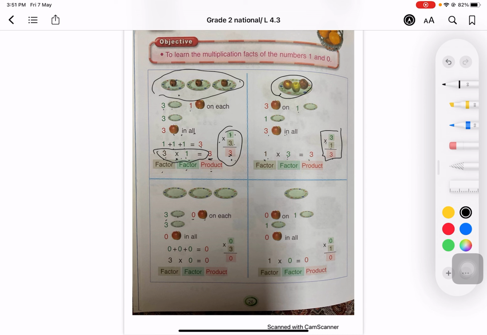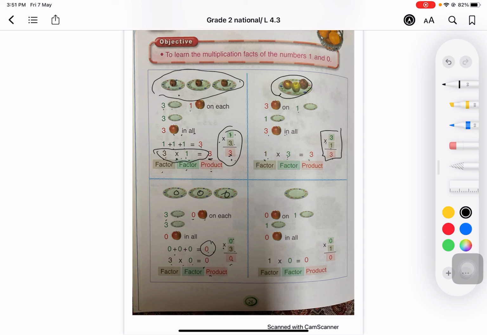So how many plates do I have? 3. Okay? How many apples do I have? 0 apples. So my sentence will be, this is 0, 0, 0. If I add them, I will get 0. So 3 multiply 0, or 0 multiply 3, the answer is 0.